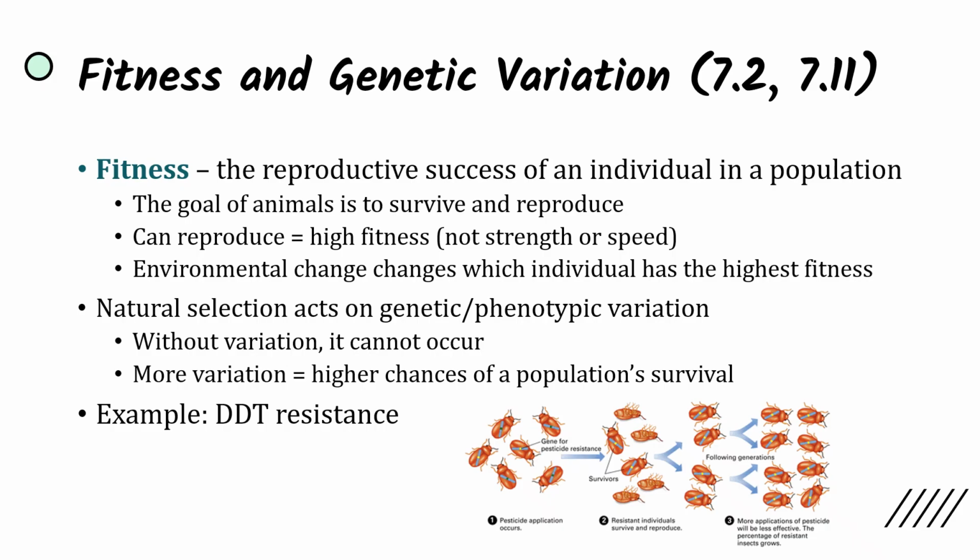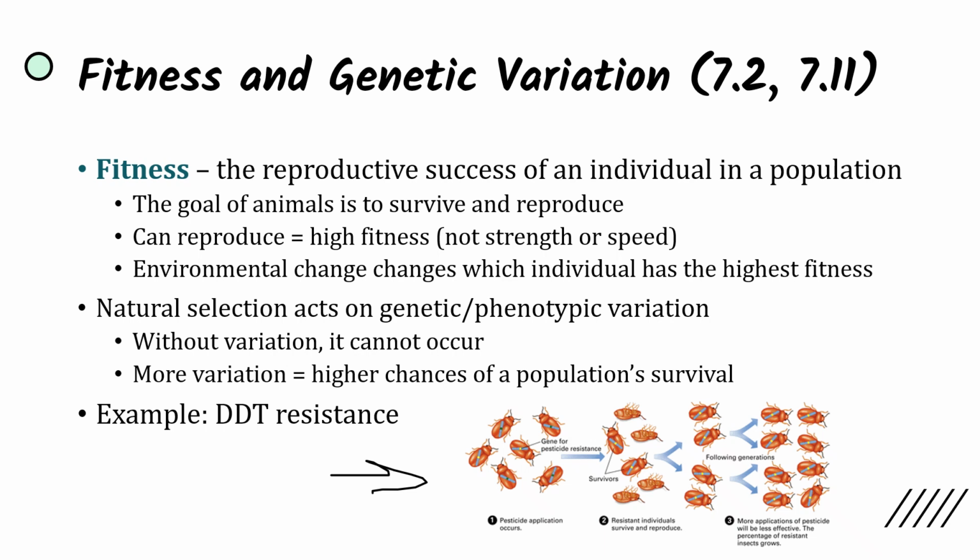So without variation, natural selection cannot occur, because that means there are no different traits that could be selected by nature. And more variation means there's higher chances of a population surviving, because in any environmental change, there's a higher chance that there is an individual that has a trait that allows it to survive and reproduce within the population.